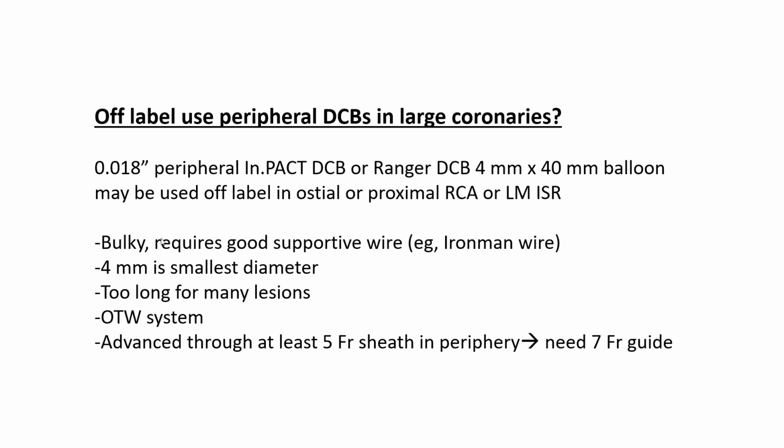But there are a lot of caveats. That's why it's difficult to use them. They are bulky and require good supportive wire. 4 millimeters is the smallest diameter, and 40 millimeters is the smallest length. They are too long for many lesions. It's over the wire system only, not monorail. And they are advanced over at least 5 French sheath in the periphery. So you need at least 7 French guide to use them in the coronary with very good supportive wire like Iron Man.